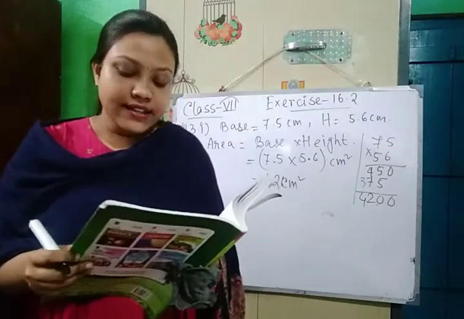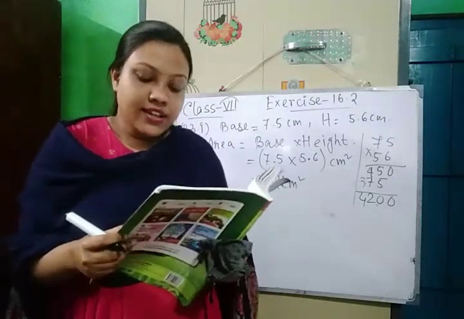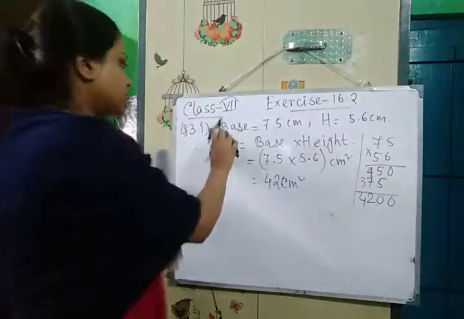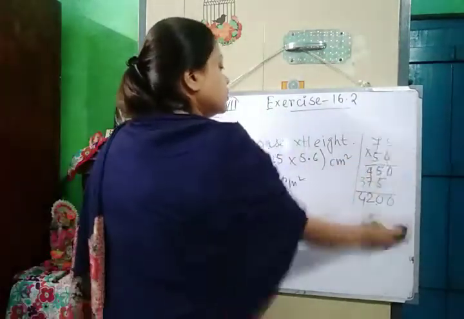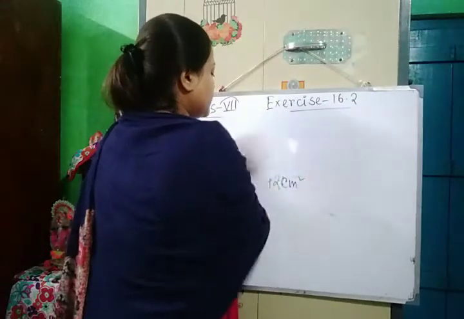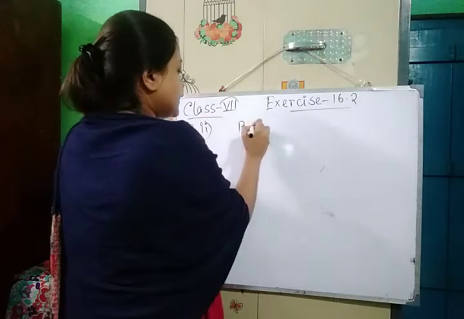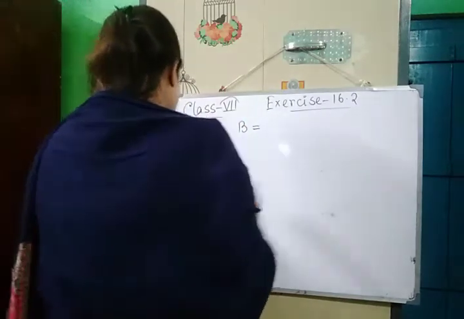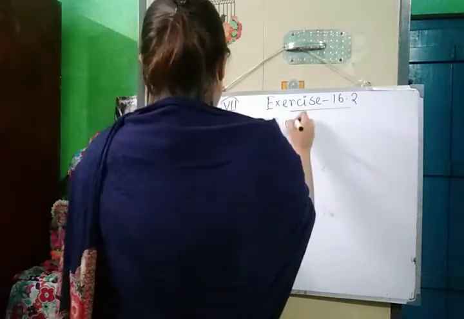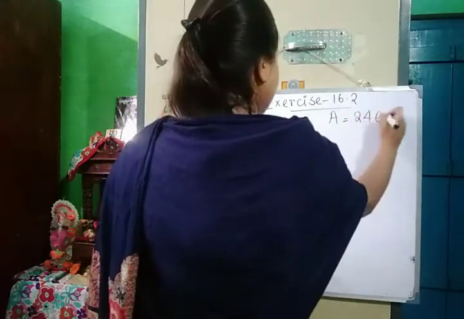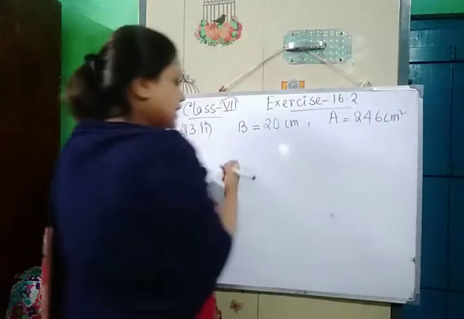Okay. Next, the base is given and the area is given. We need to find out the height of the parallelogram. In Roman 2, base B is given as 20 centimeter and the area A is given as 246 centimeter square. So what will be the height?